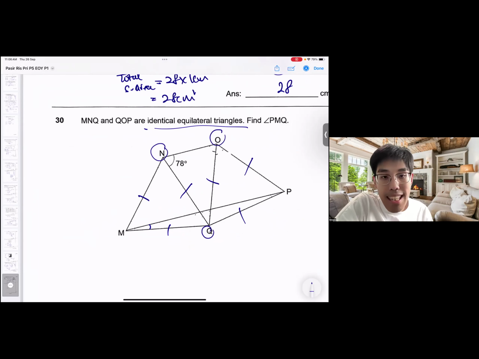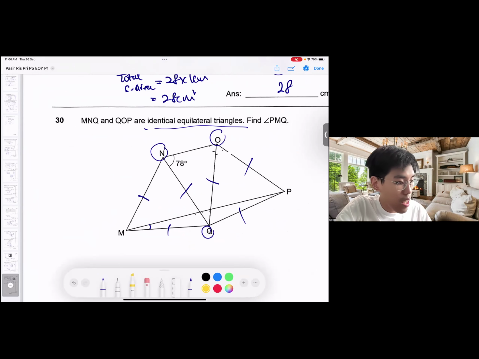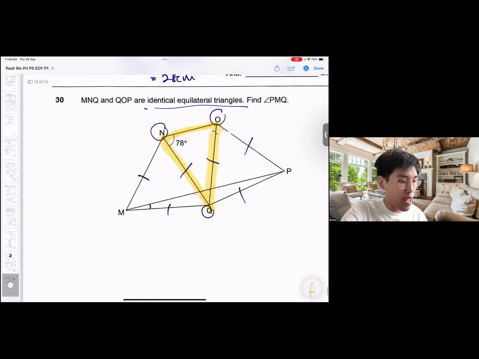NQO is actually now an isosceles triangle. Can you see it? So now if I were to do a highlight, it will look like that. Then you see QN is equals to QO. And that makes NQO an isosceles triangle. And that is where we start solving the problem. Okay, so let me try to thin the highlight bit. Yeah, like that. Easier.